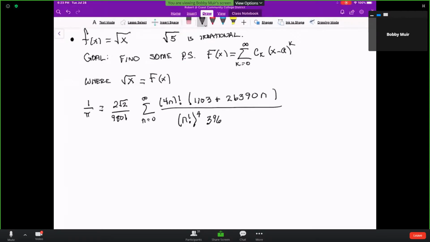396 to the 4n. Okay. So this series converges to whatever the number 1 over pi is very, very rapidly. And there are a lot of others that Ramanujan discovered.